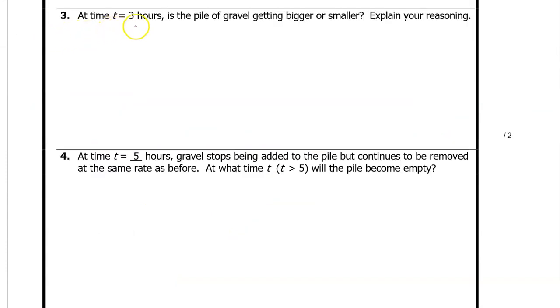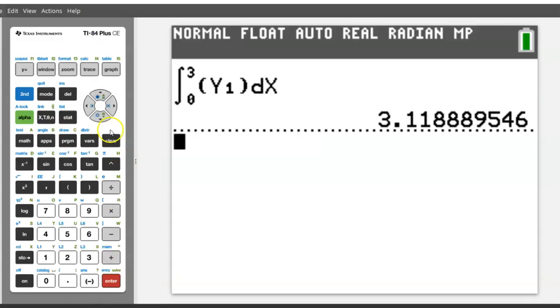Number 3, at time t equals 3 hours, is the pile of gravel getting bigger or smaller? Explain your reasoning. On a rate in, rate out problem, if you want to know if the amount is increasing or decreasing, compare the rate in with the rate out. Remember that the rate in is given by E of t. So in this case, we want to know what is the rate in at 3. So we need to evaluate E of 3. We can do this using our calculator.